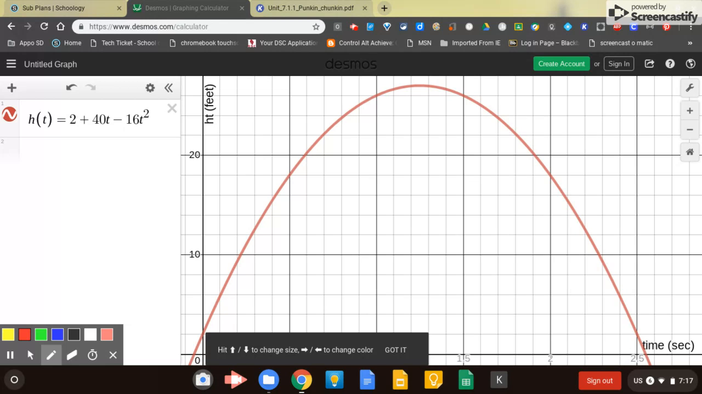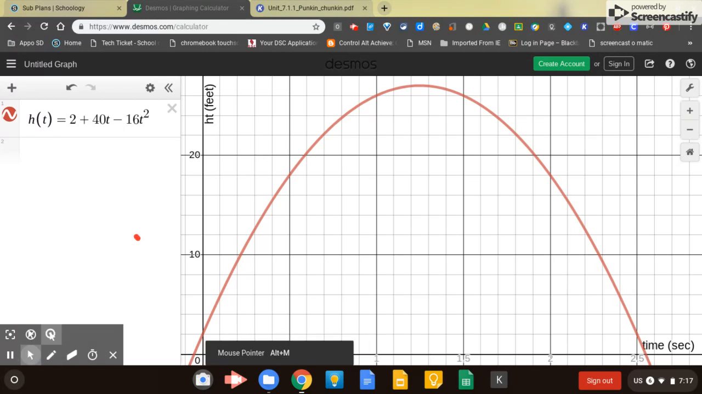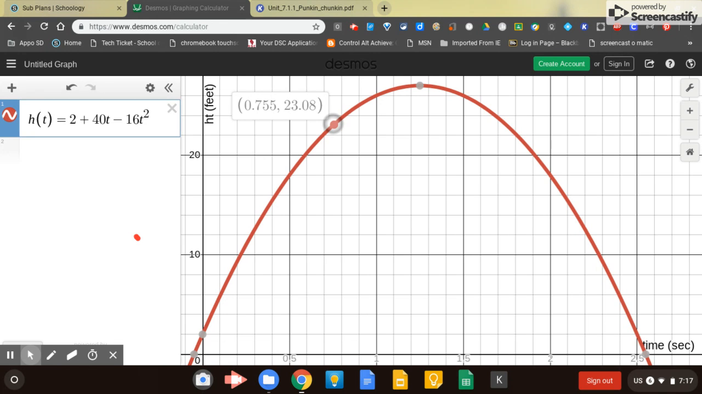So when I come back over here, I can do that anywhere on here also. So this point up here is 1.25, 27. The 27 is how high it is. So the ball has a maximum height of 27 feet. The 1.25 is the time it takes to get there.